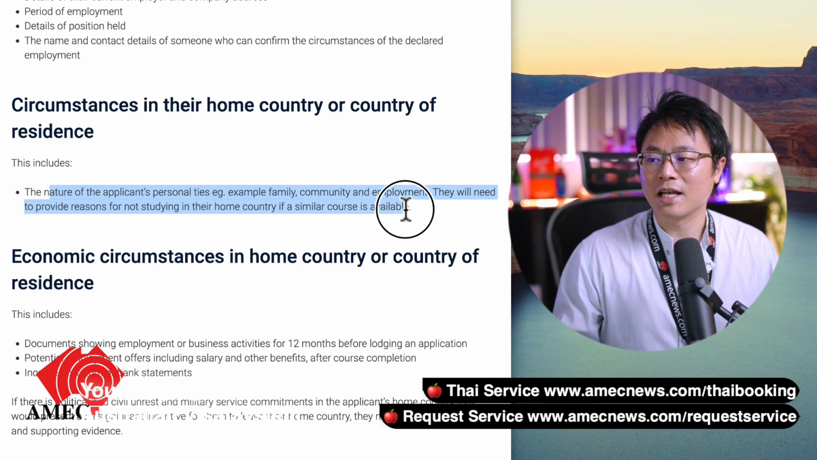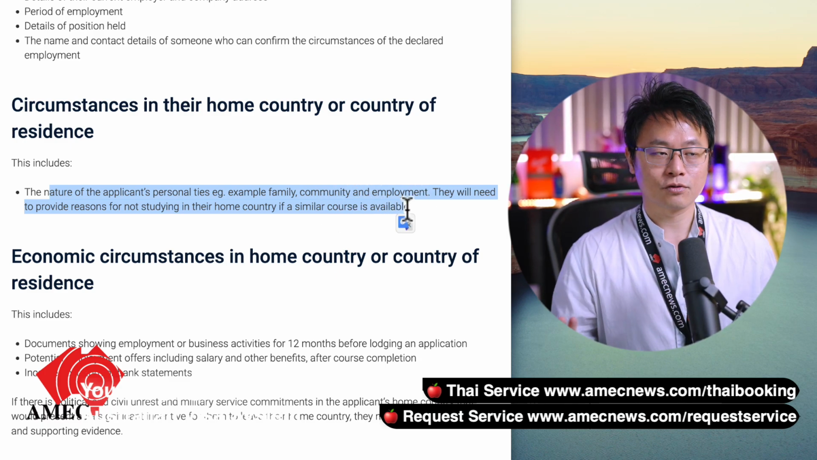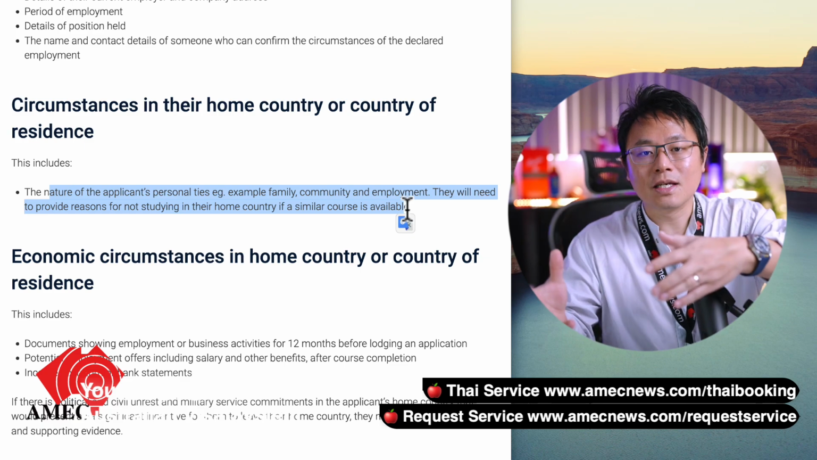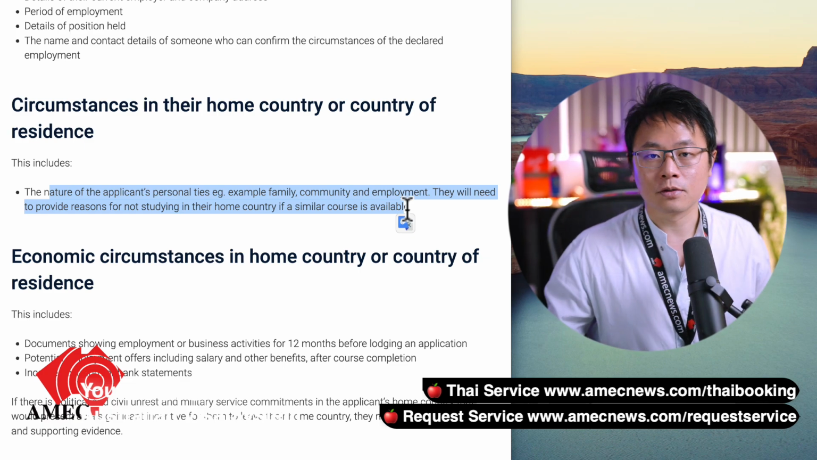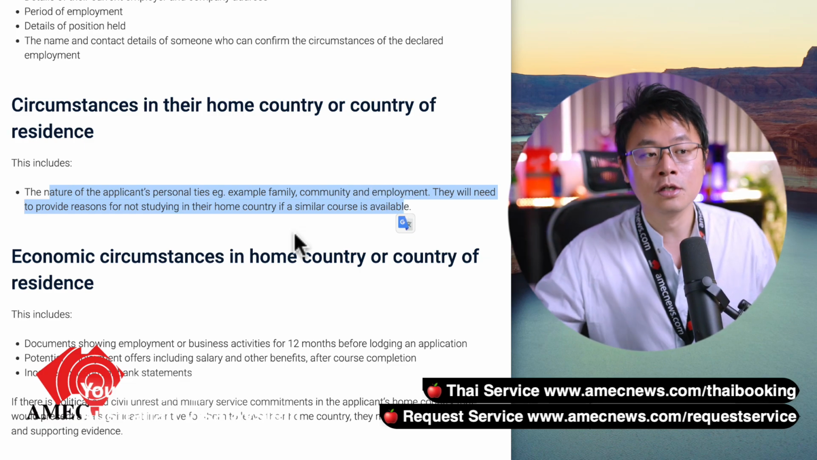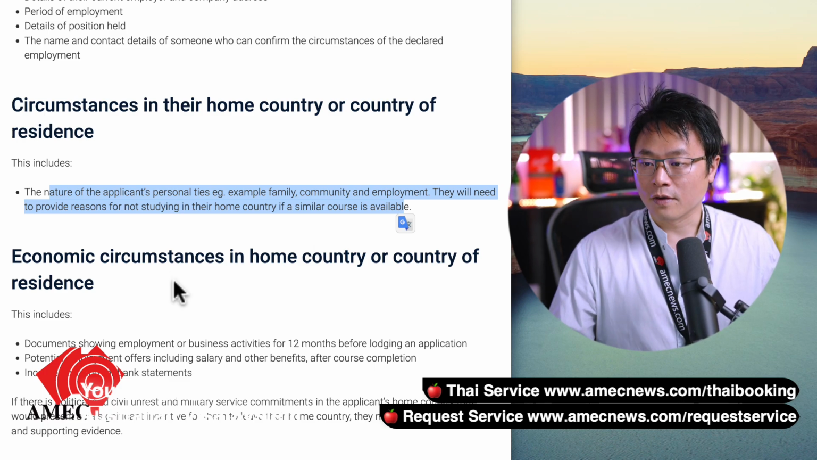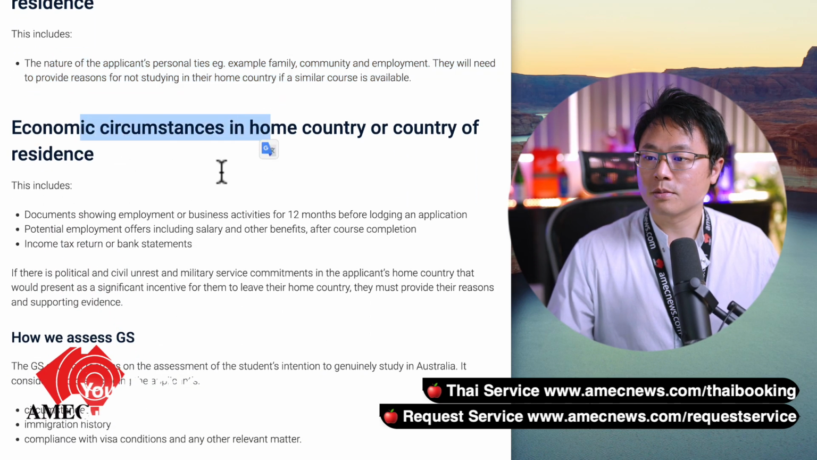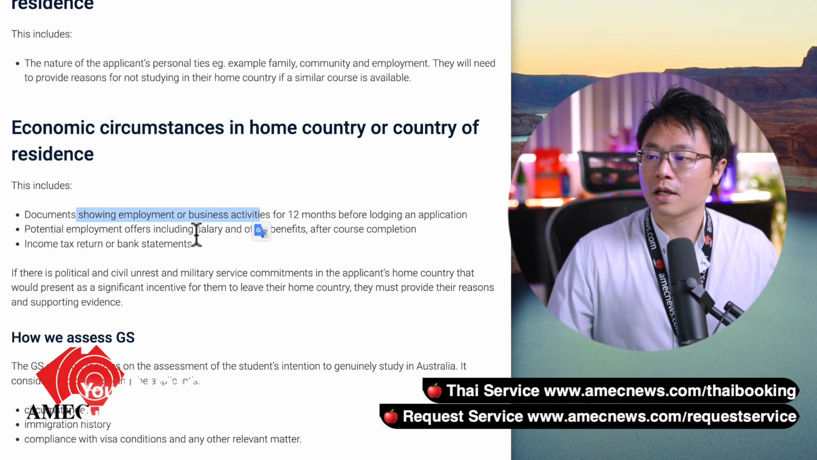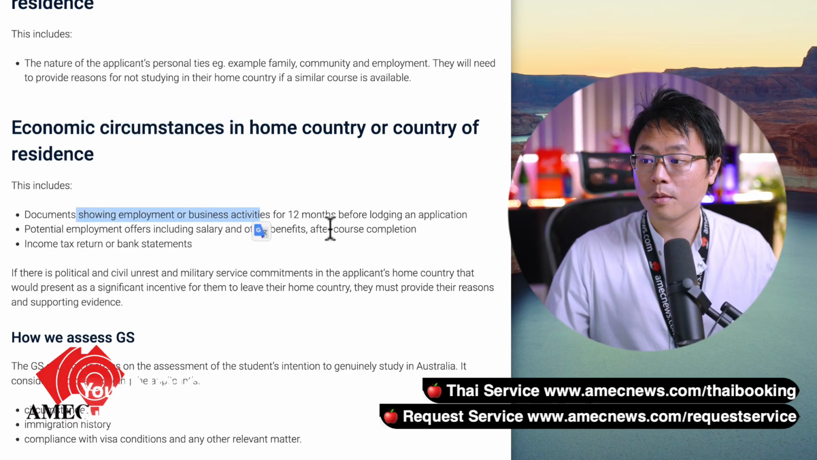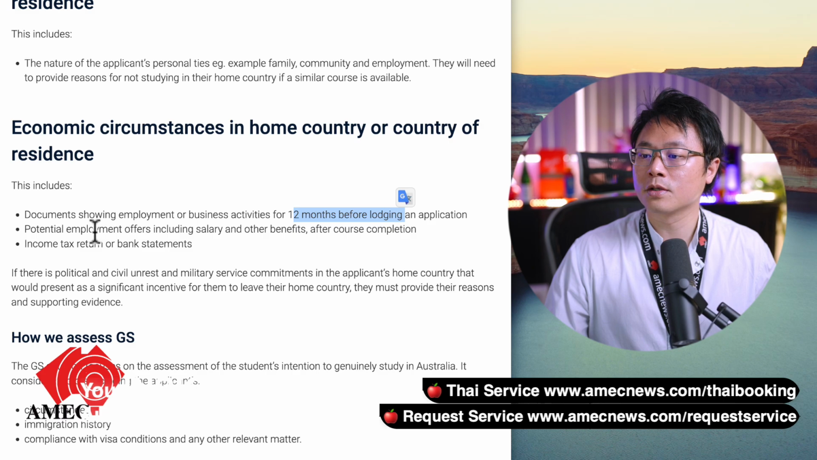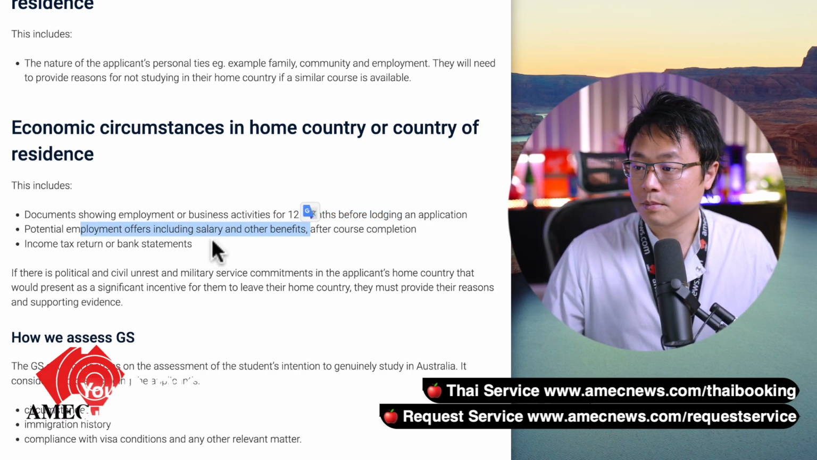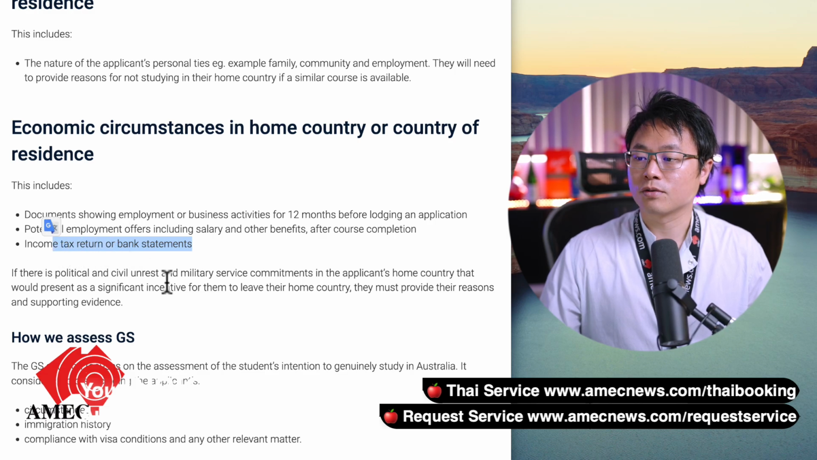So what is the nature of your home country, the industrialization, what are the lacks that you are seeking for these further advancements of education or knowledge in Australian university or education institutions. Economic circumstances: documents showing the business activity, your employment or business activity 12 months before lodgement, or potential employment efforts including salary or benefit after course completion, income tax return or bank statement.